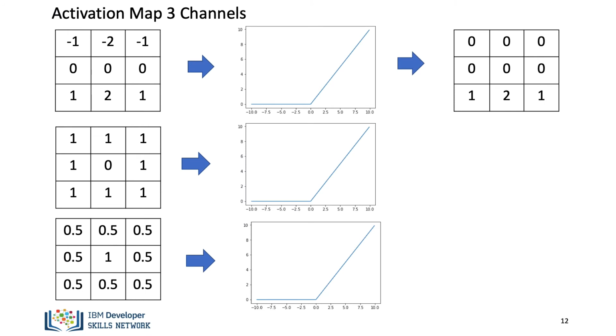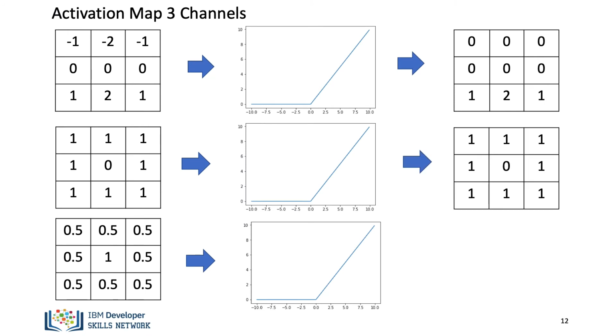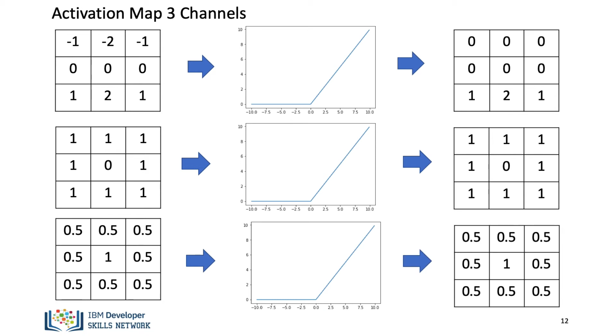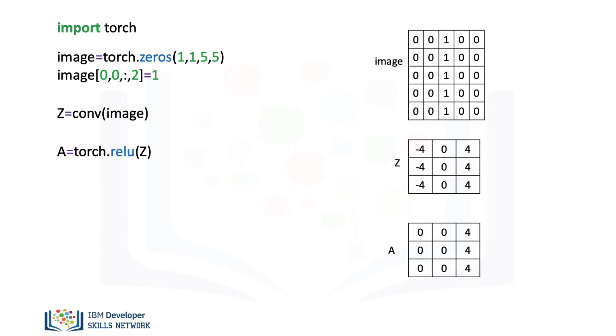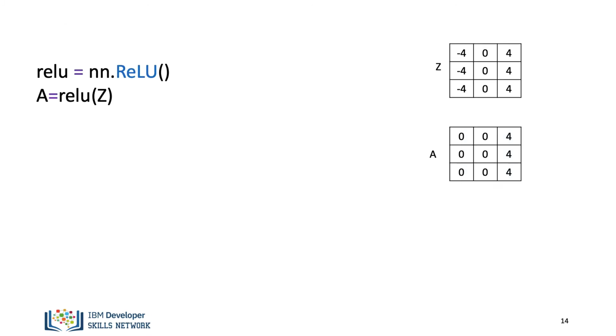When the activation function is applied to multiple channels, we simply apply the activation function to each element. We can see in this example, all the negative values are set to 0, and the other values remain the same. In PyTorch, to apply the activation function, we have an image. We perform convolution. We then apply the activation function. If you would like to use the sequential method, we would create a ReLU object and apply it.